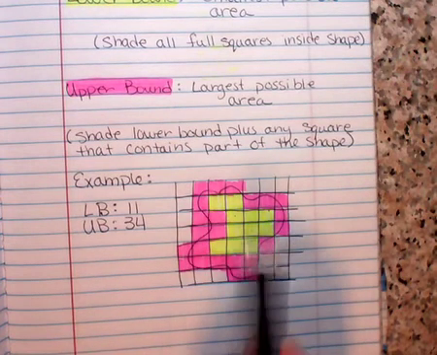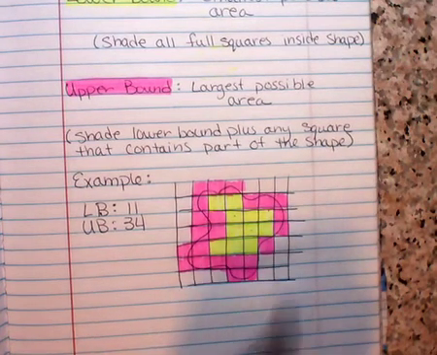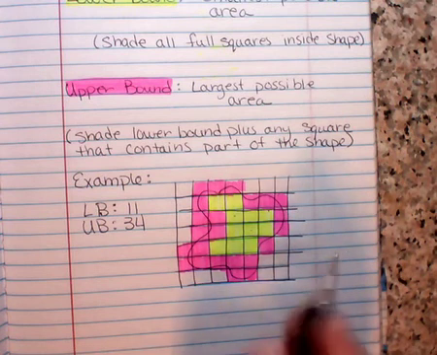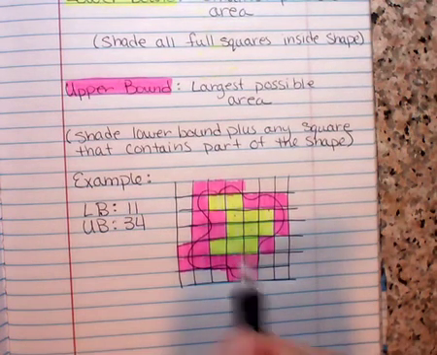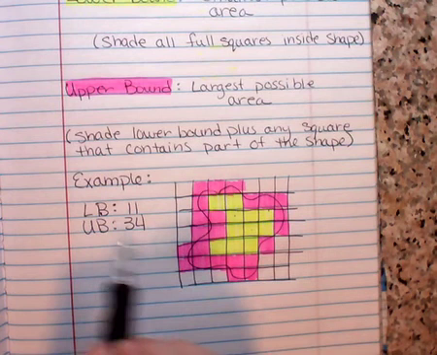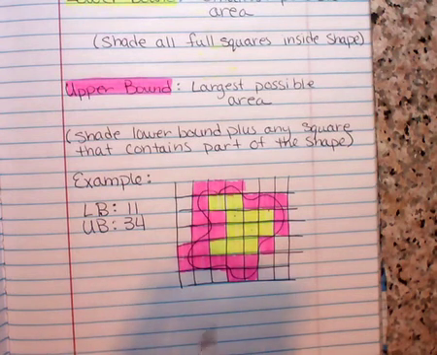So this tells us that our area for this blob that I have drawn here has to be between 11 and 34. It could not be any smaller than 11. It cannot be any bigger than 34.